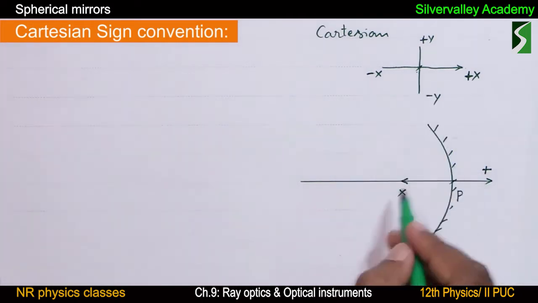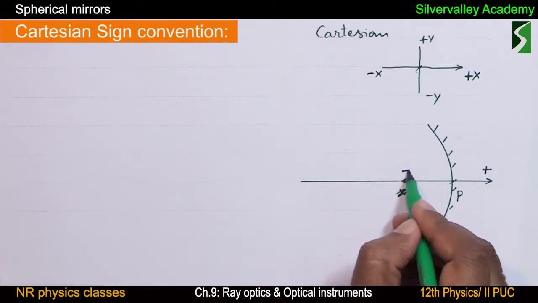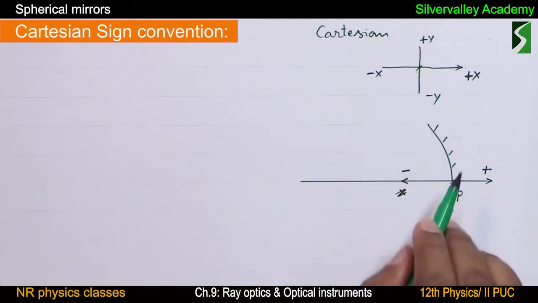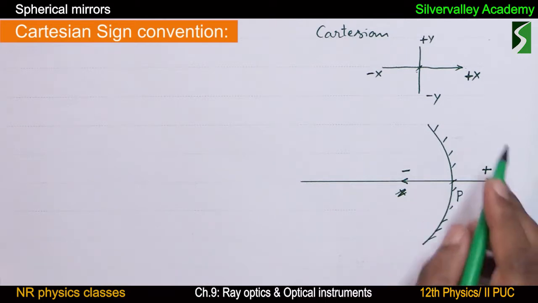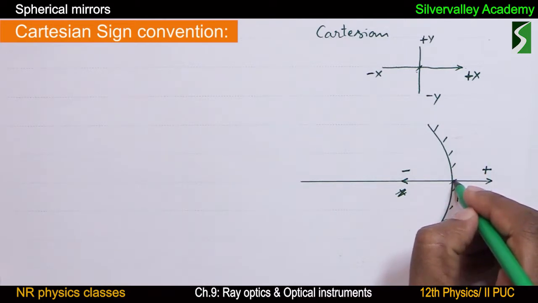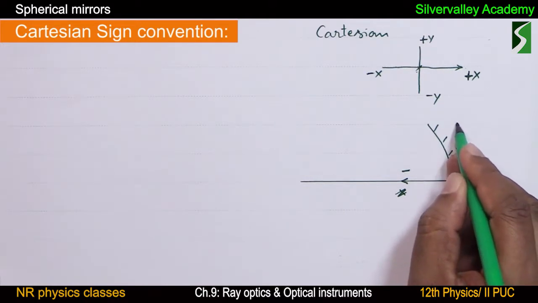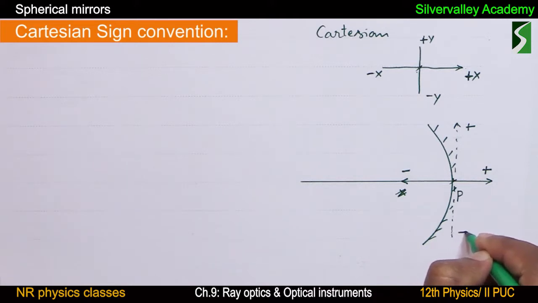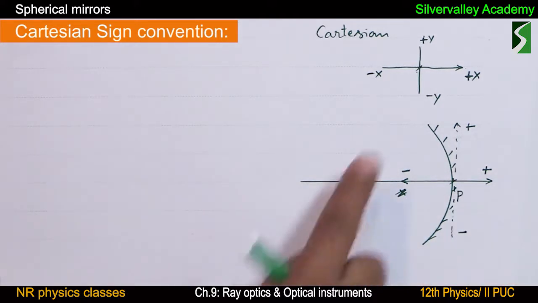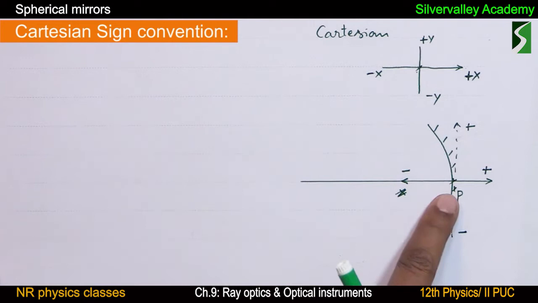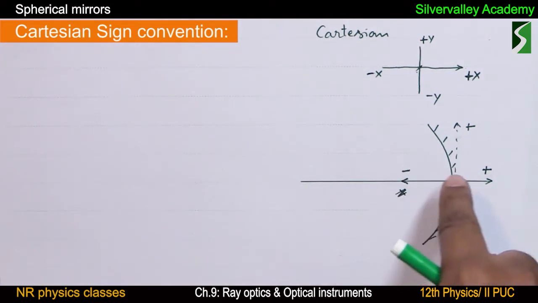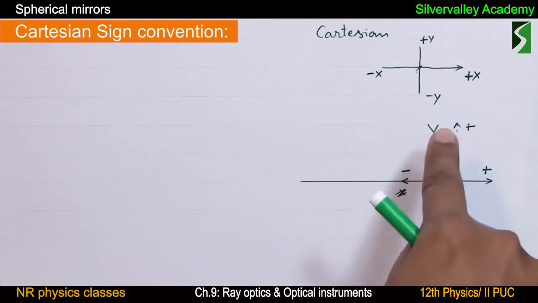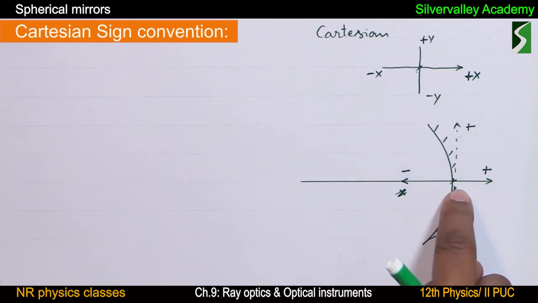Here the origin is the reference, here the pole is the reference. Heights or distances above the pole are taken as positive. Below the pole are taken as negative. So just like the Cartesian sign convention, here also we use it. So that is why it is called the Cartesian sign convention for reflection from spherical mirrors.